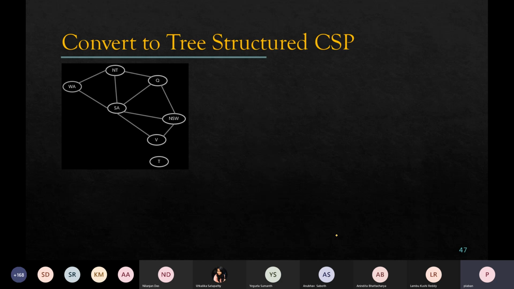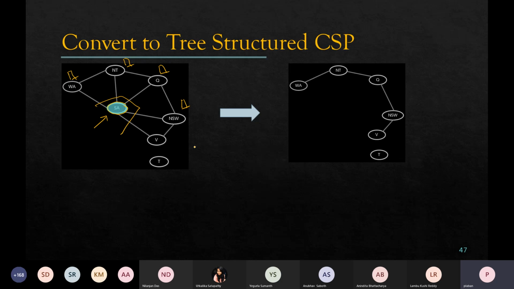Now, one thing that we can do is convert any CSP into a tree structured CSP, right? How do we do that? We can select this node and assign a value forcefully to it. If we do that, then the values for the other connected nodes will be changed. And as we have assigned a value here, we can keep this aside and check the other variables. These other variables can give you a tree structure. That is the kind of hope.